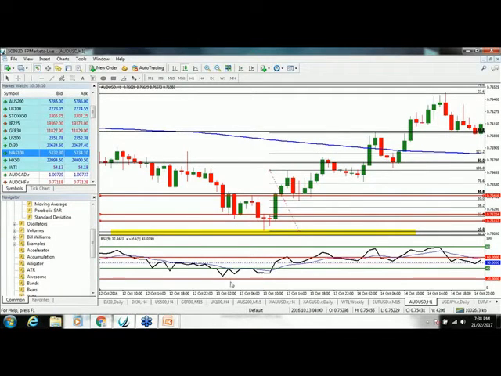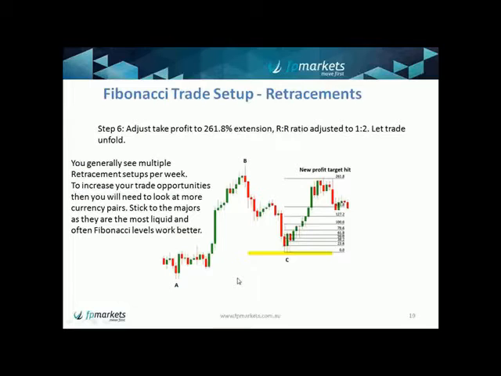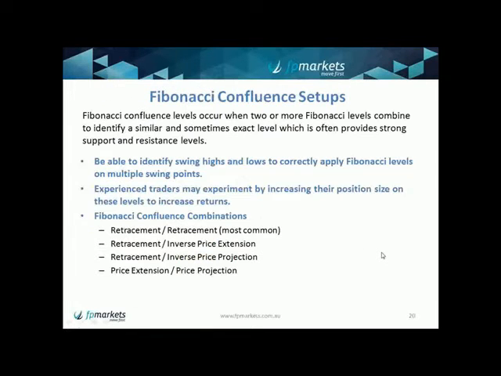Okay, so let me jump back onto presentation. Okay, so Fibonacci Confluence setup. So this is, again, something that I look for, especially if I'm on a 4-hourly chart and I can see multiple swing points that I could use to find confluence levels.